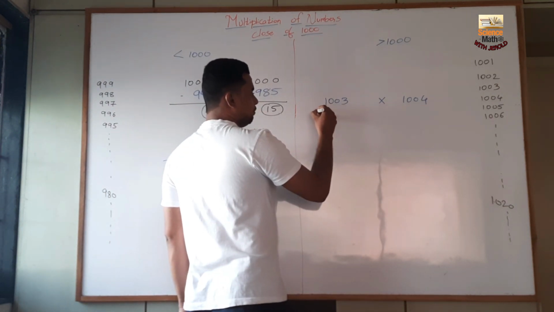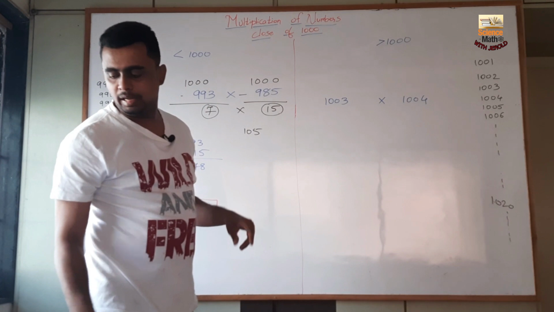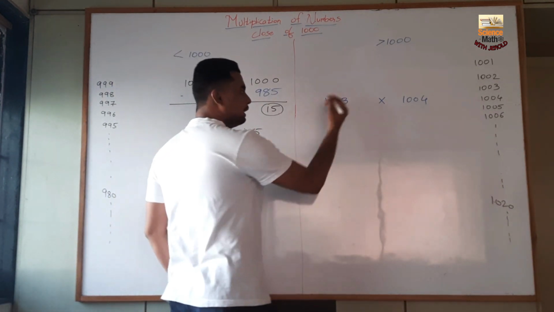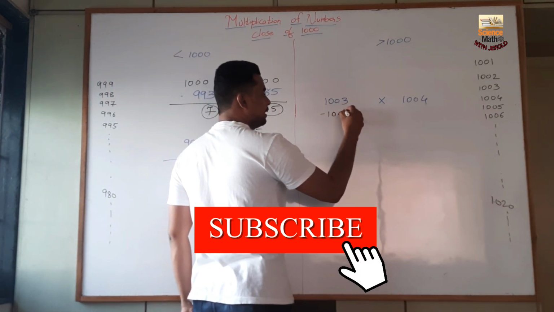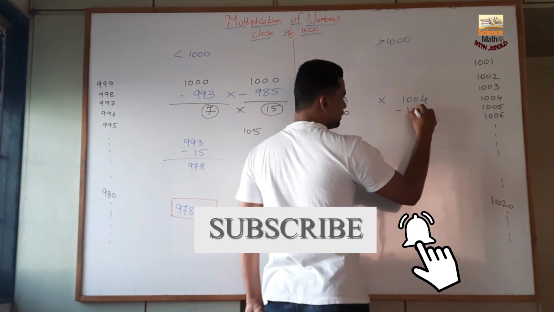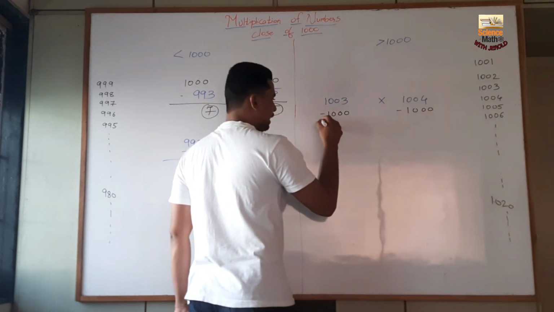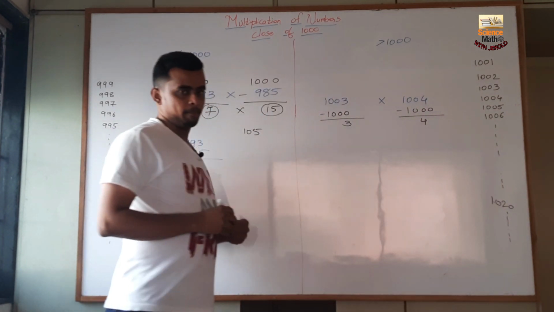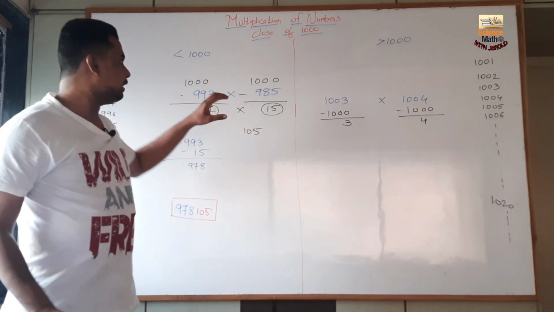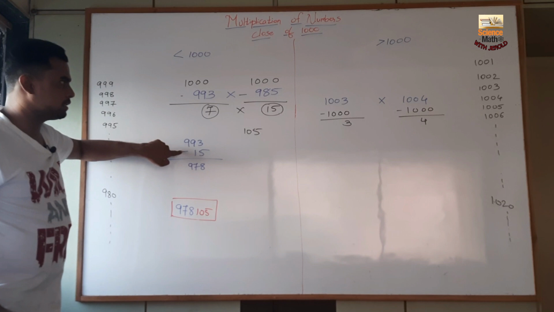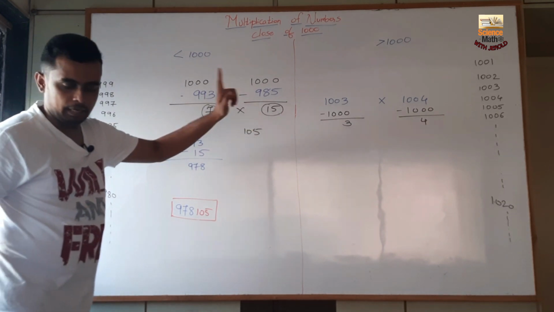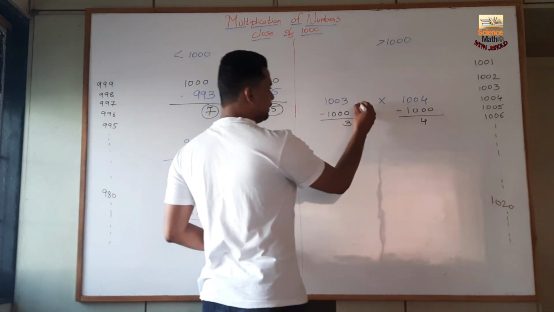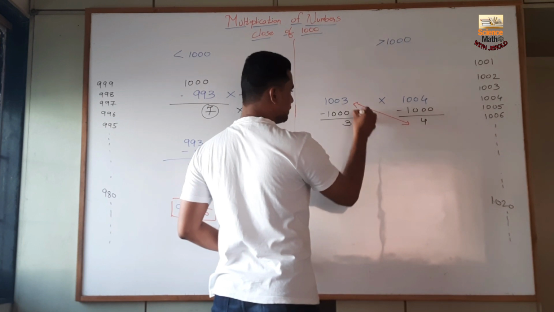In this part I have to do the exact opposite of what we did here. I have to subtract 1000 from each number. So I will subtract 1000, and all I get is 3 and here I get 4. Here we subtracted the 2 numbers, this number minus this number. Now here I will add the 2 numbers, so this number and this number will be added.